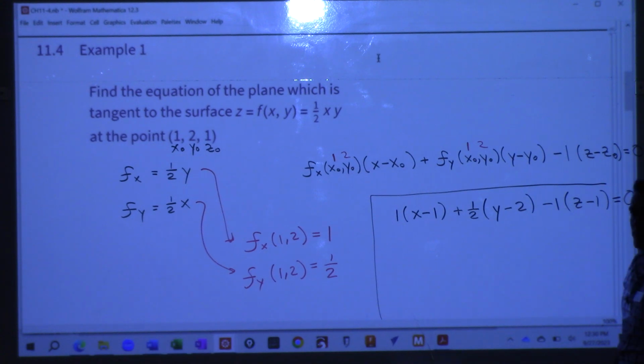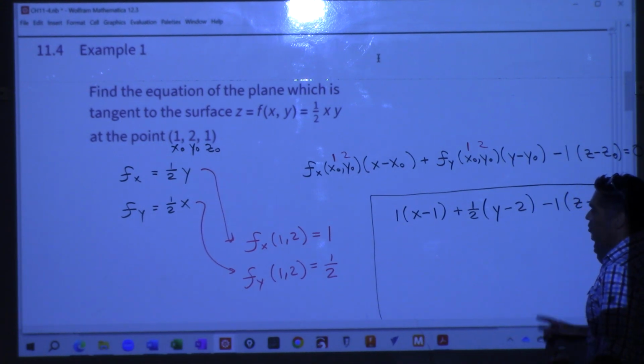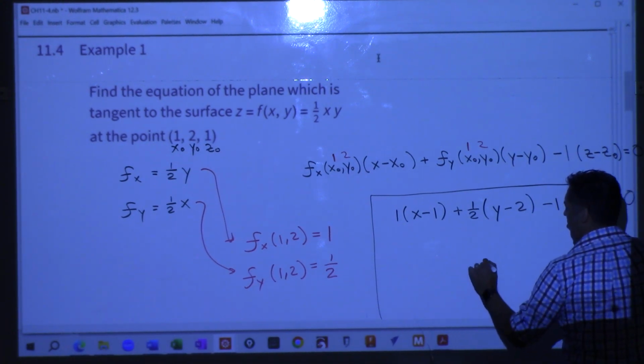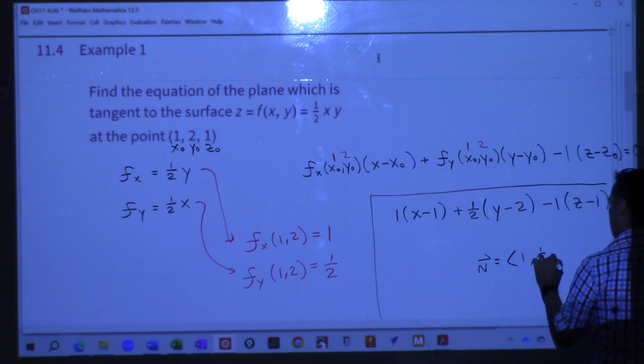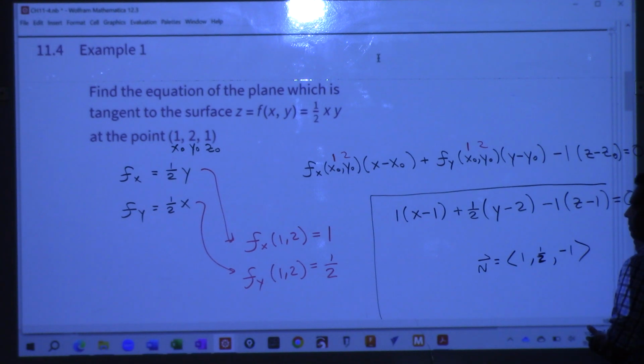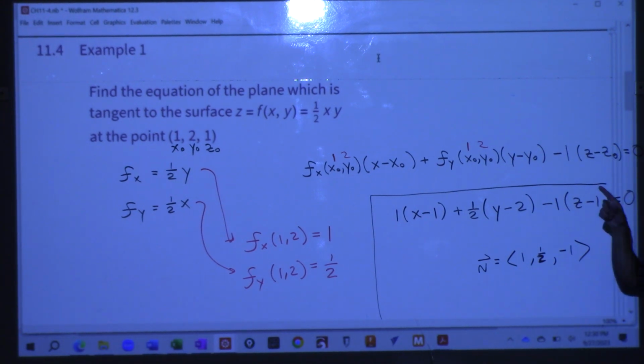So the normal vector, if you wanted to identify it, would be the vector 1, 1/2, -1. And it's always going to be -1. Always -1 if you're looking at f as a function of x and y. So if it was like f as a function of y and z, then whatever variable's not there would be the -1.